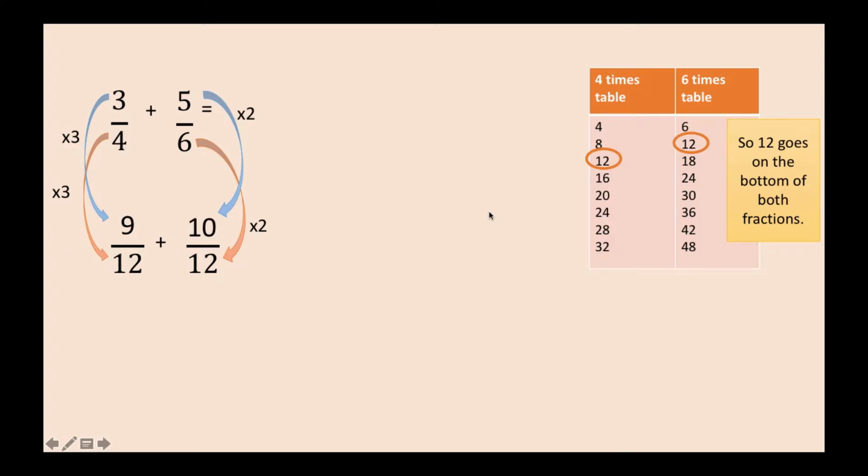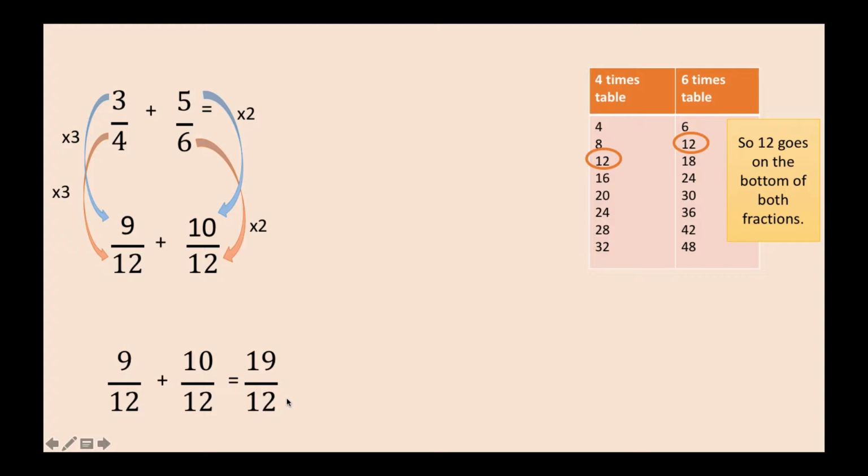So now I have two fractions where the denominators are the same. So now I can just add my top numbers. So 9 add 10 is 19. Okay, so you end up with 19 over 12, and we leave the bottom number the same like we did before.